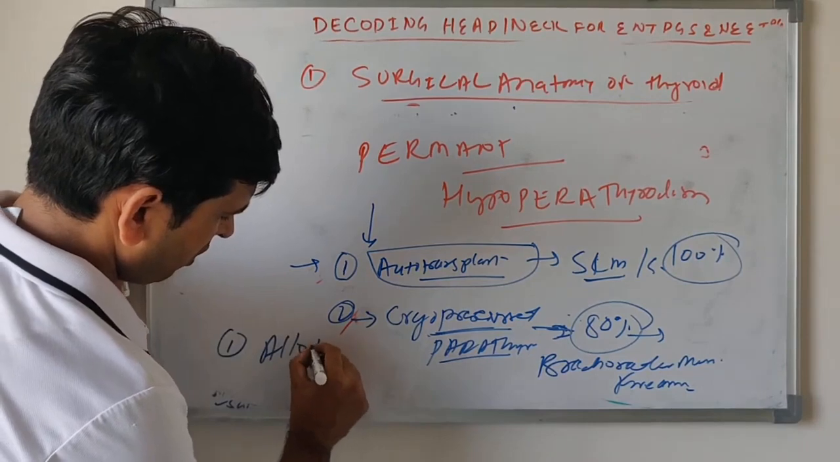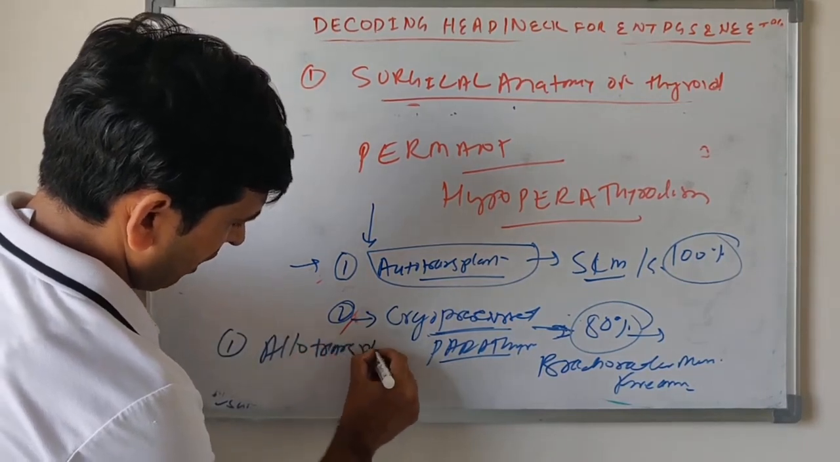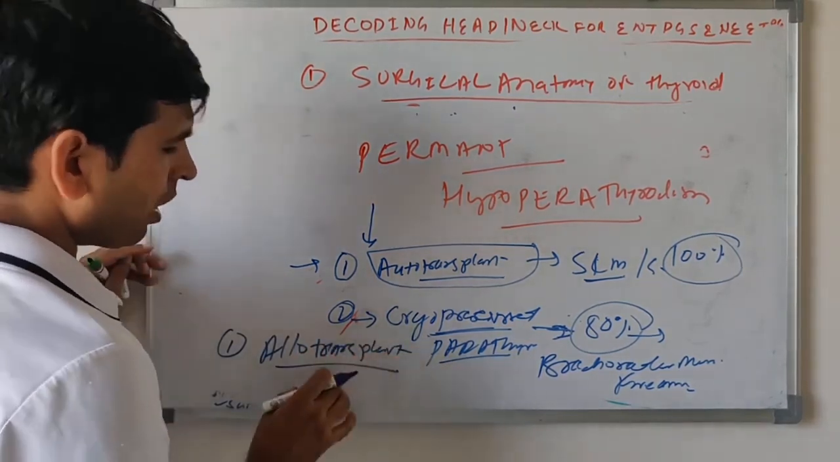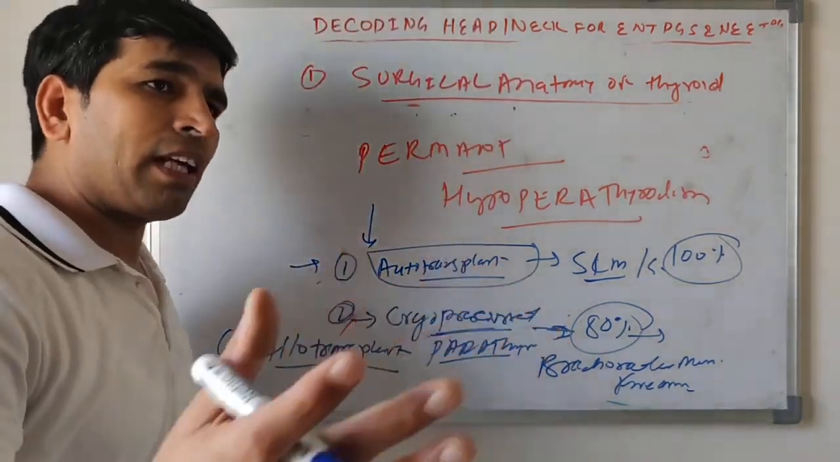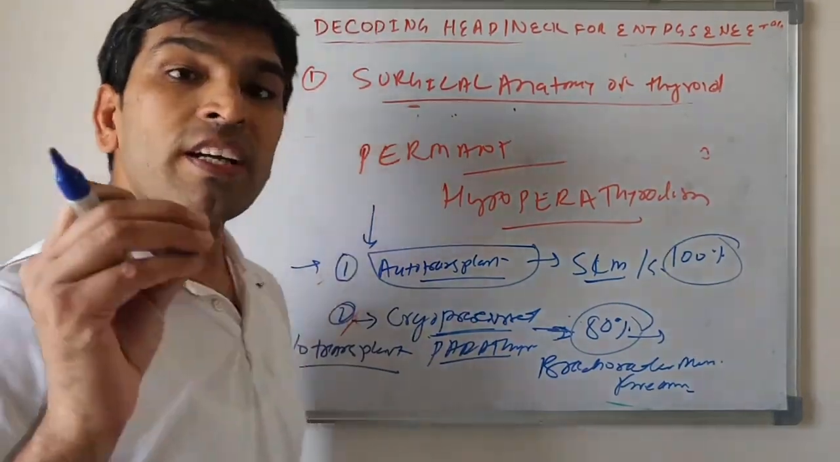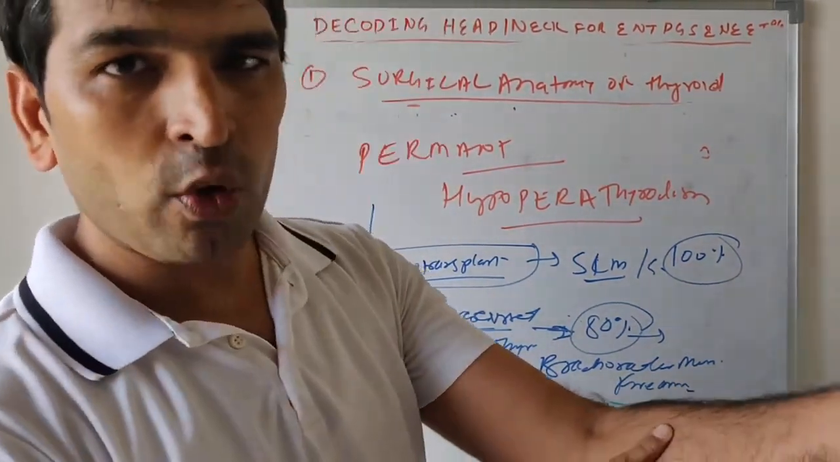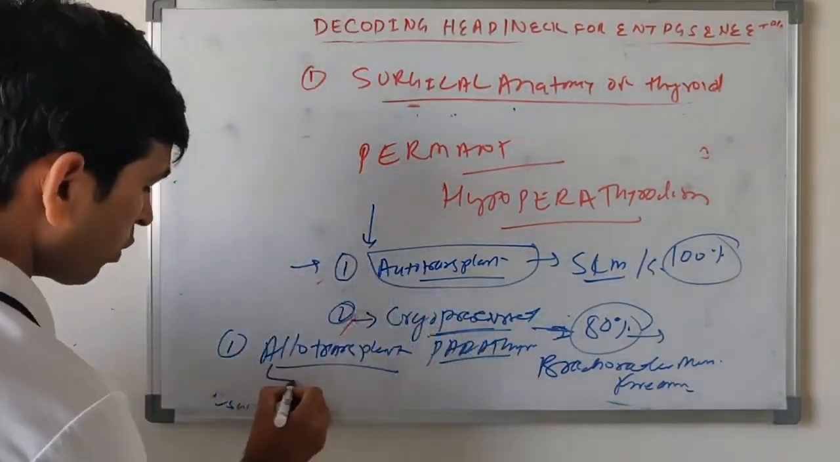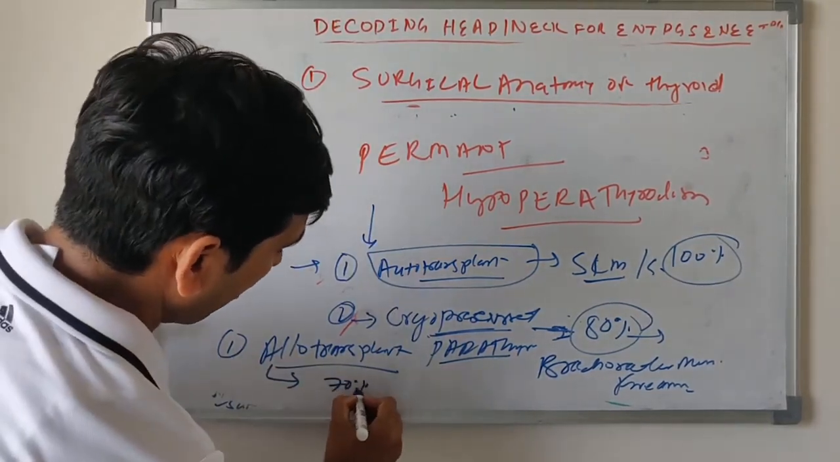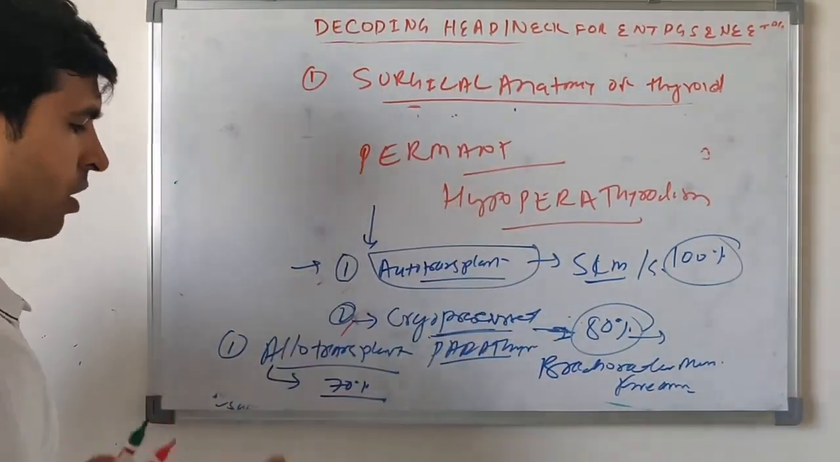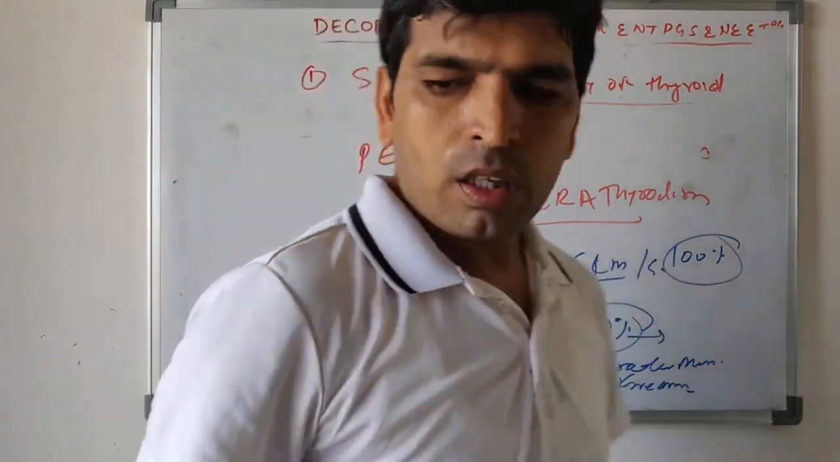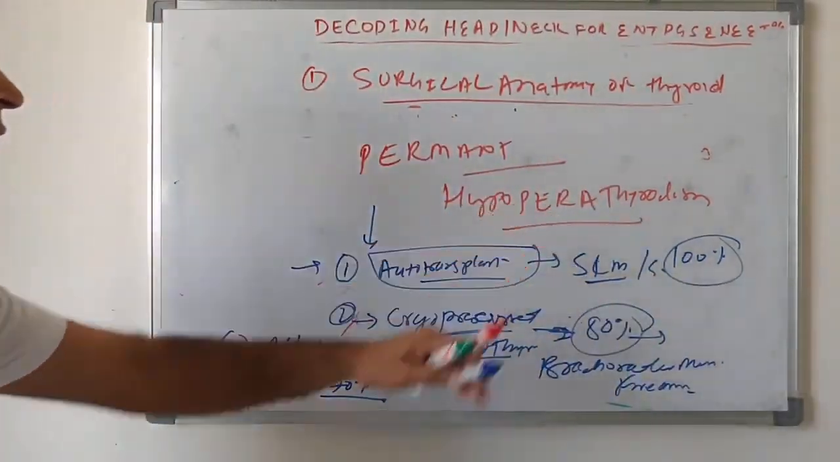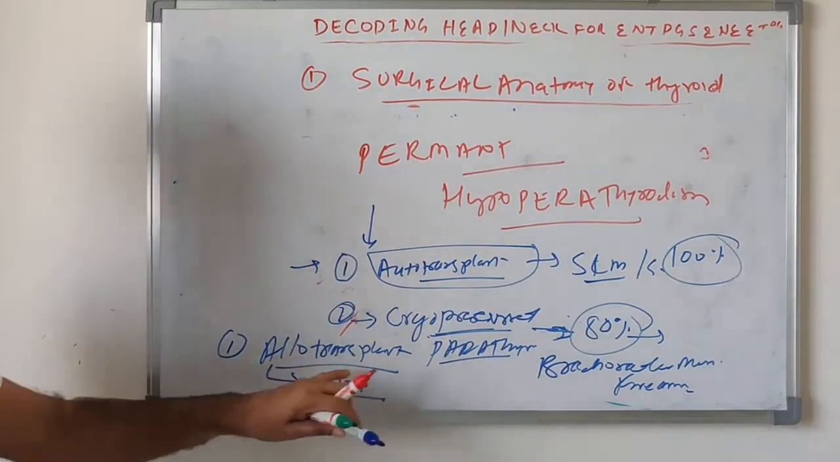Allo transplant. So you may have a parathyroid gland from somebody else in your family, and you can transplant it in the brachioradialis muscle. This is also effective, 70%, without any immunocompromise. Remember this. So however cruel you are, even though you have permanent hyperparathyroidism, we can do an allo transplant.